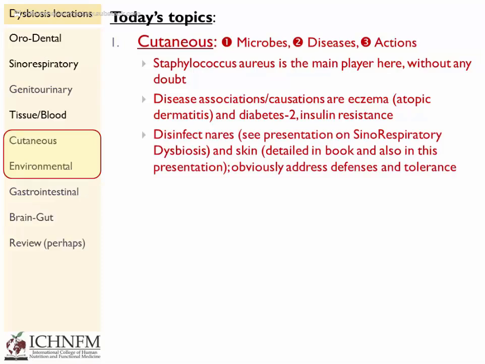We talked about that previously in the presentation on cynorespiratory dysbiosis. And we can also disinfect the skin. I've covered that in the book, and we'll also, of course, talk about it here today. Obviously, we need to address immune defenses and immune tolerance anytime we're dealing with a microbe-induced inflammatory disorder. Following the conversation on cutaneous dysbiosis, I will, of course, review the same template as applied to environmental dysbiosis.